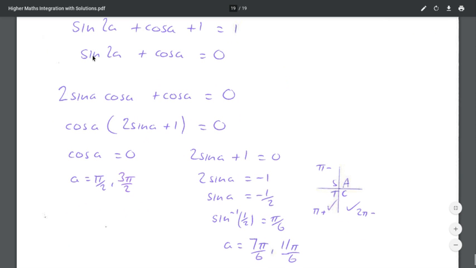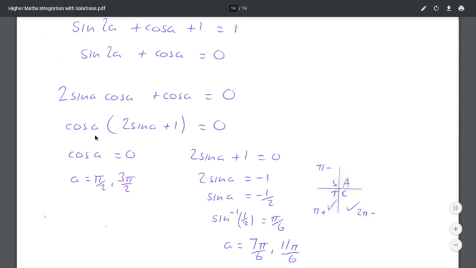we would expand here. So we'd use the double angle formula for sine 2a, which is 2 sine a cos a, plus cos a equals 0. We then take out a common factor of the cosine of a. So cos a bracket 2 sine a plus 1 equals 0.